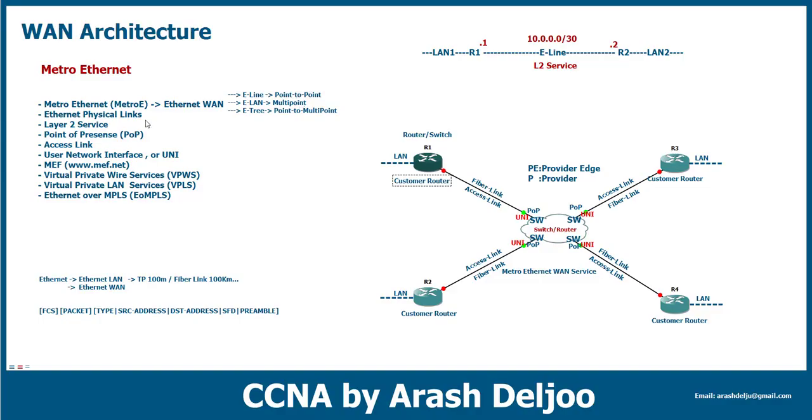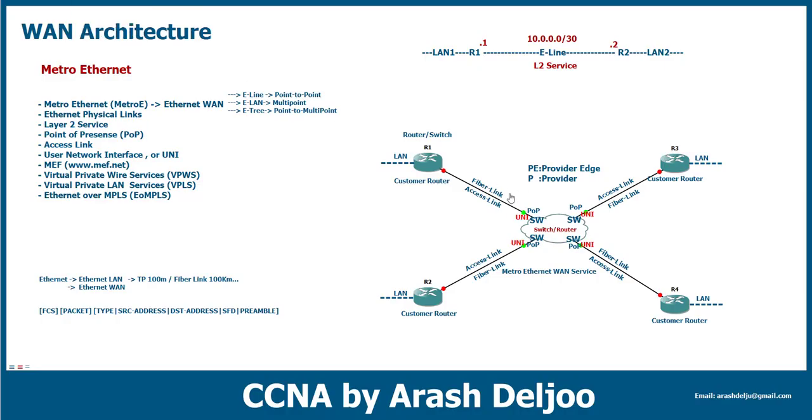But we know that we are using Ethernet physical links, and in most cases we are using fiber optic links. And after that, this is a layer 2 service. This means that this is the emulated service that the service provider is providing for us, exactly the same as if here we had one big switch between these four routers. I will talk about that, but only for better understanding of the Ethernet WAN.